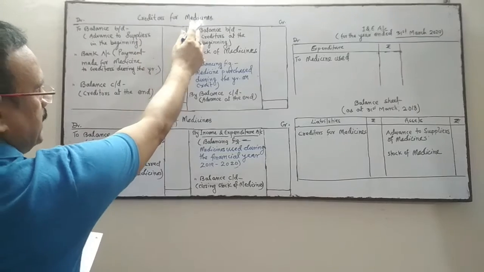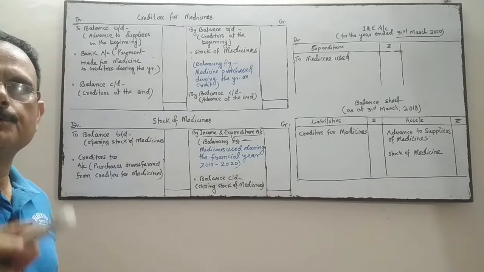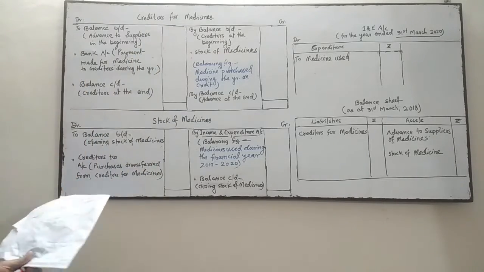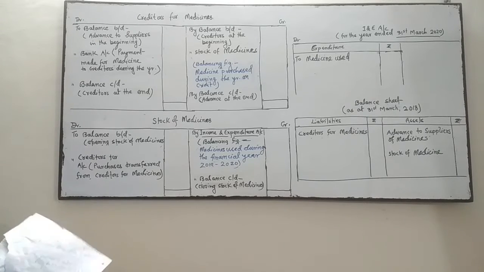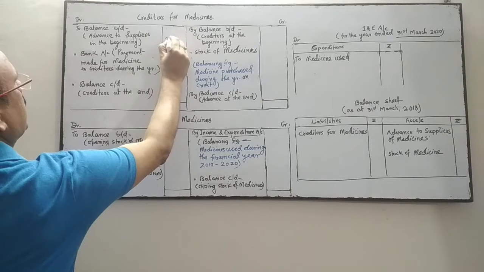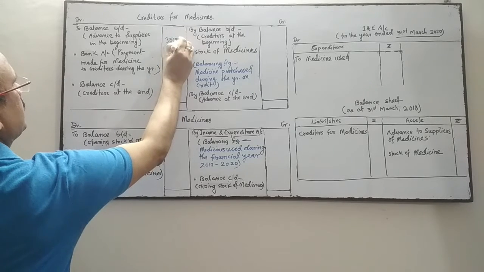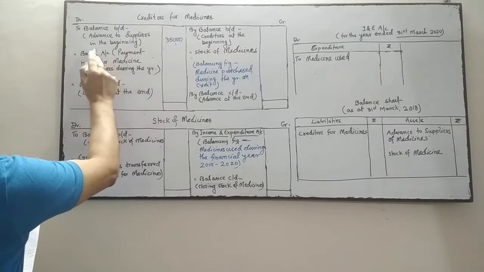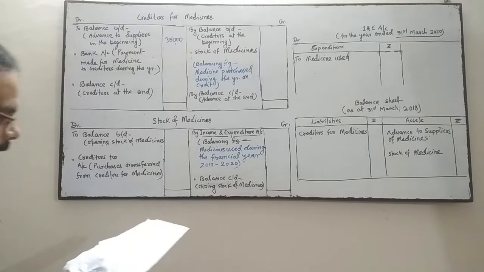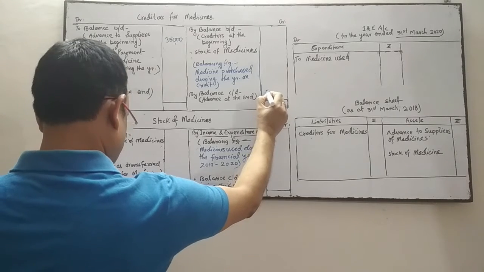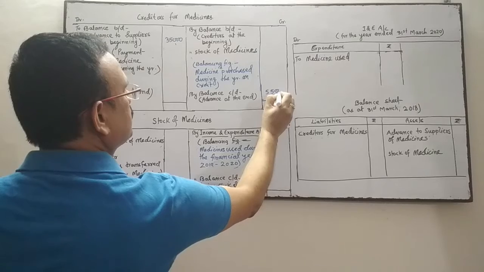The creditors for medicines account will be operated. We are going to operate the account of creditors for medicine. We start with the opening balance of advance given to the supplier, which is 35,000. This is the opening balance, to balance brought down. Here we write the advance to supplier in the beginning, 35,000. Advance to the supplier at the end, we write over here, it is 55,000.